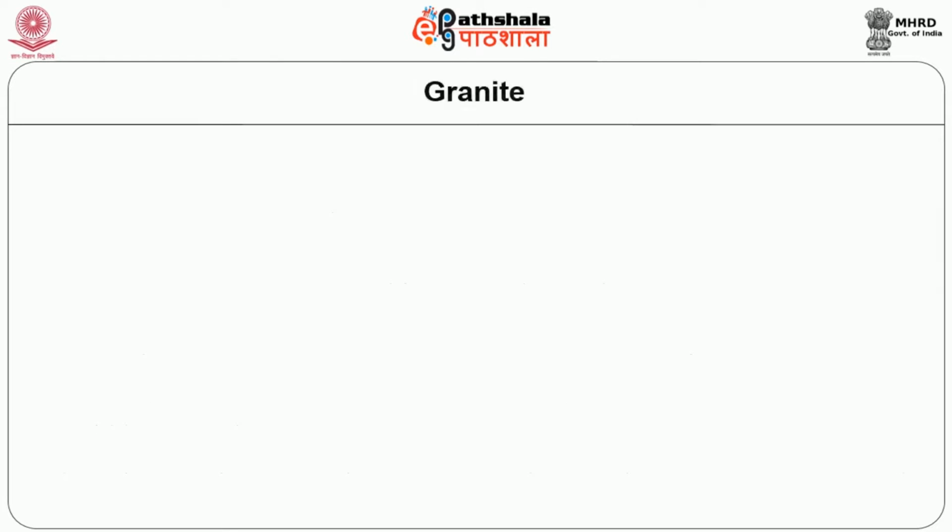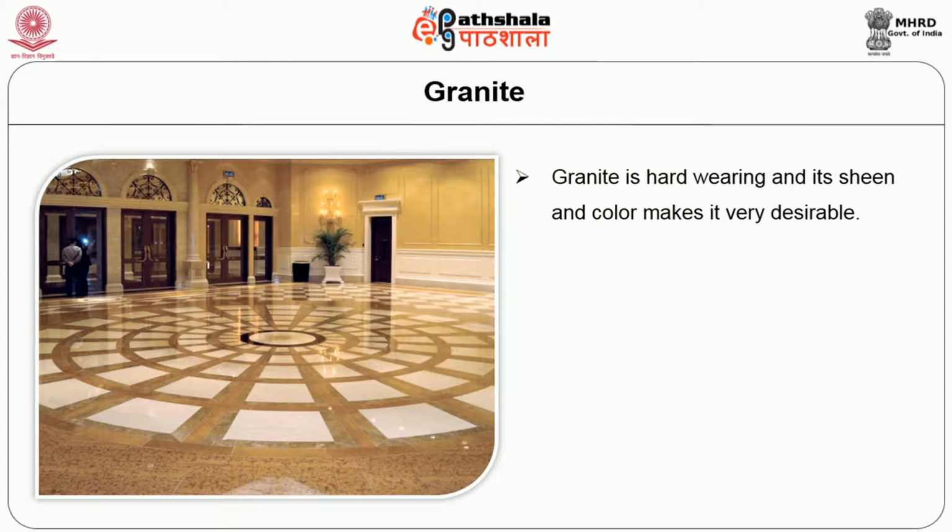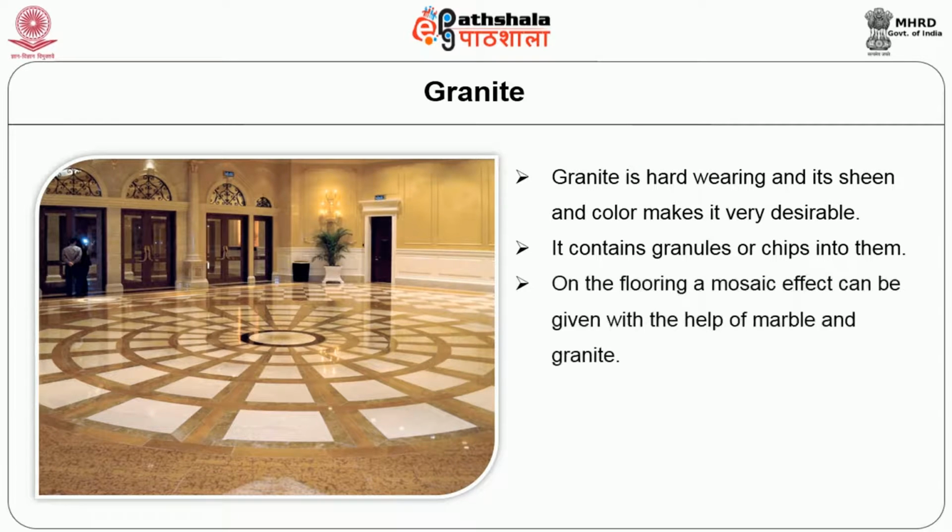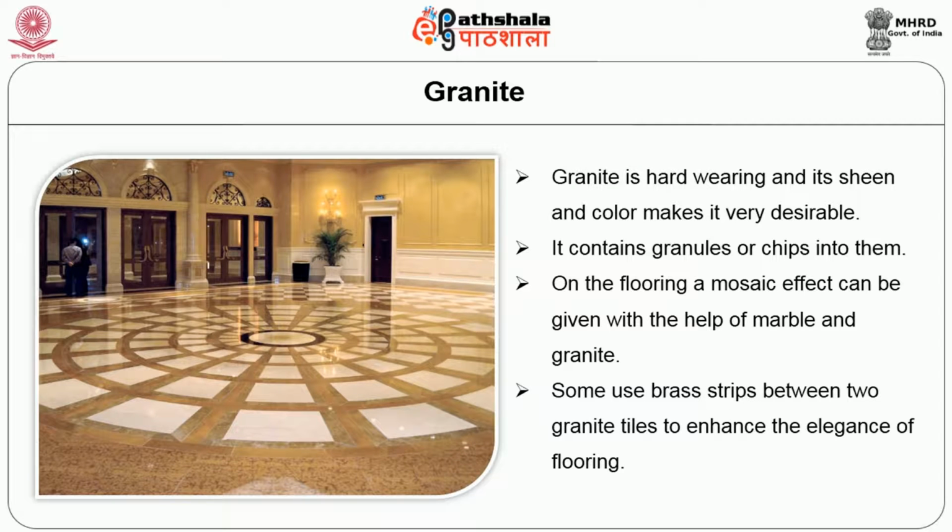The first stone would be granite, which is hard wearing, and its sheen and color make it very desirable. It contains granules or chips in it. The fewer the granules, the higher the price. On the flooring, a mosaic effect can be given with the help of marble and granite. This depends on the creativity of a person. Some use brass strips between two granite tiles to enhance the elegance of the flooring. It is maintenance free and simple, and wet mopping is enough.